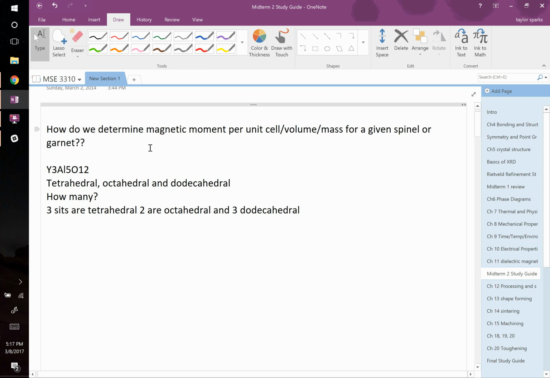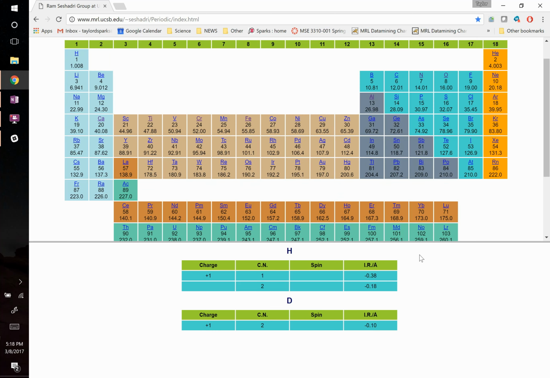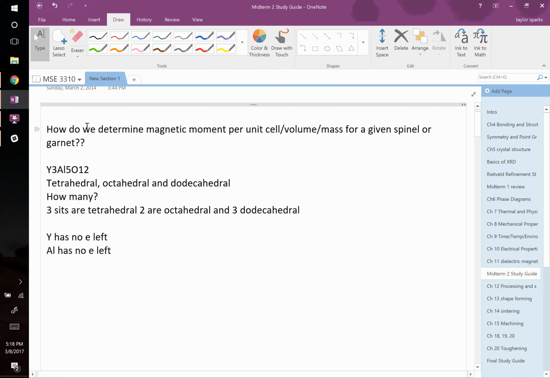Okay, how many electrons are left over? Yttrium 3+, we said yttrium has no electrons left. What about aluminum? It's also got no electrons left. We know that by looking at the periodic table, and aluminum, when it loses 3, it's got nothing left. So are there any leftover electrons in this crystal structure? Nothing. Do you expect any magnetic moment out of garnet? Could you pick it up with a magnet? No way. Garnet has no dopants, right?